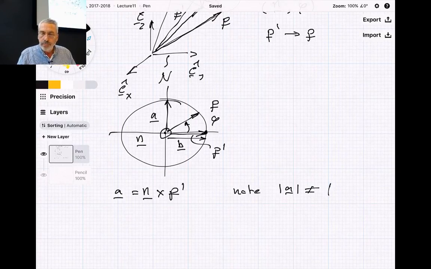Okay. The B vector. Well, that's now easy, right? If we have the A vector and we have the n vector.